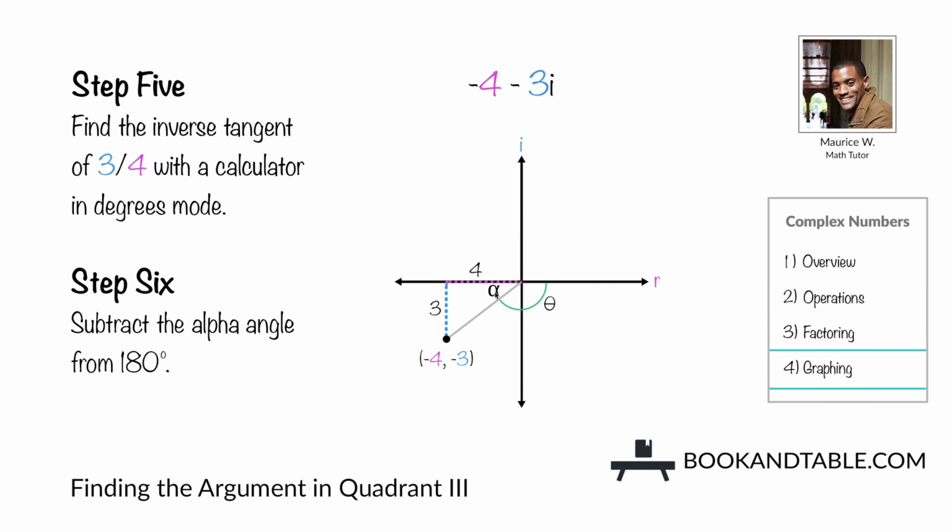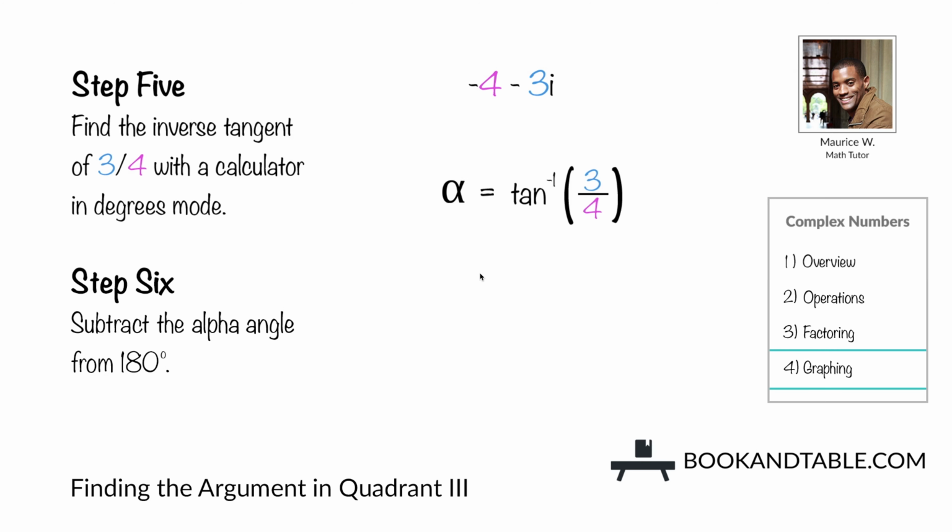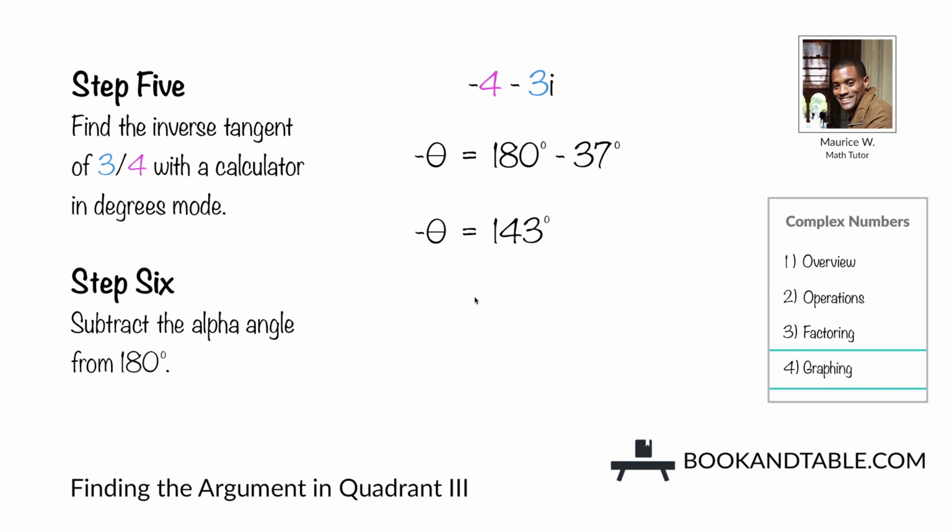So we'll first find the inverse tangent of the alpha angle. So you'll want to do the opposite side over the adjacent. So you find the inverse tangent of 3 over 4 with the calculator in degrees mode, and that lets you know that the alpha angle is equal to 37 degrees. Subtract that from 180 degrees, and 180 minus 37 degrees gives us 143 degrees.